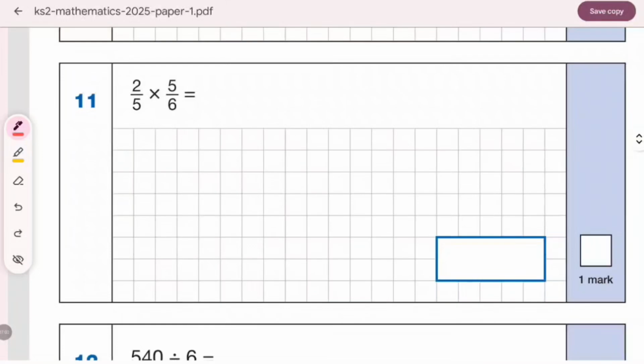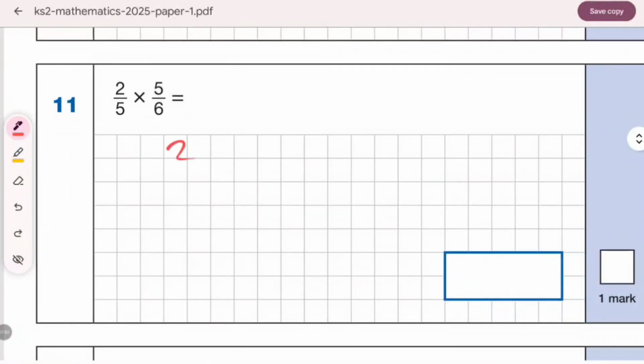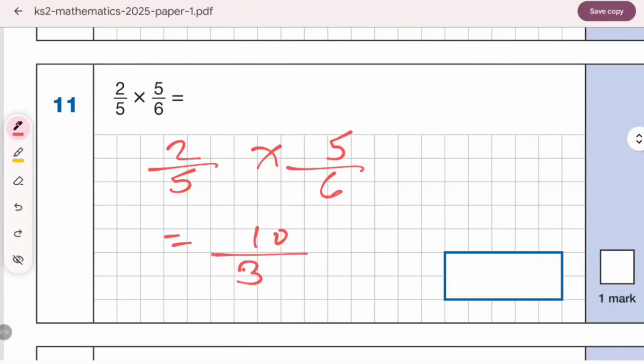Now again, we have this question where we just need to find out the product of 2 by 5 and 5 by 6. This is a fraction based question. We can simplify also, like when we multiply 2 times 5 we will get 10 and 5 times 6 will get 30. One more thing, if you see it closely, 10 and 30 divide each other, so we can cancel. 10 is completely divisible by 10, so it becomes 1, and 30 will be 3. So the correct answer for this question will be 1 by 3.